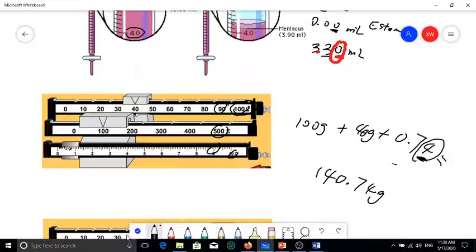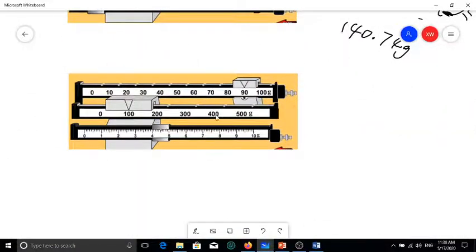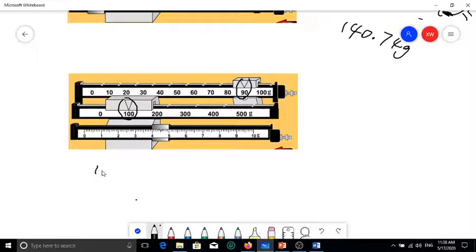Okay, let's go to the next example, which is our last one here. You can pause here to see if you can try to read out this number by yourself. Again, there's a 100 gram and there's a 90 gram. Add them up. Those are certain readings. As long as you can read numbers, they are certain or accurate readings.